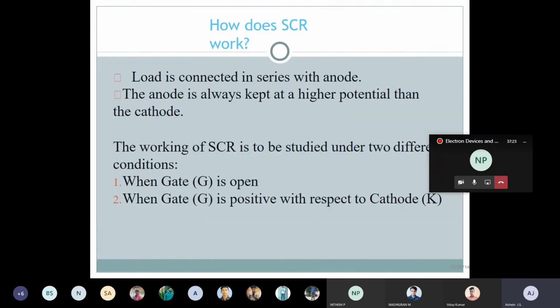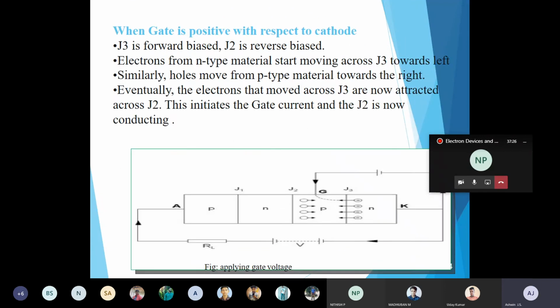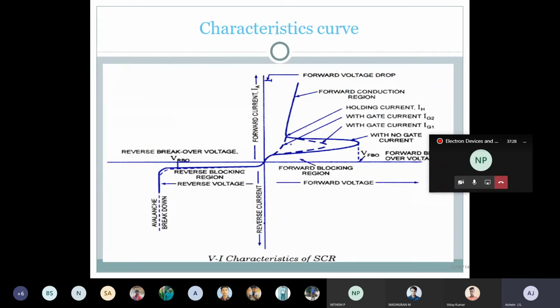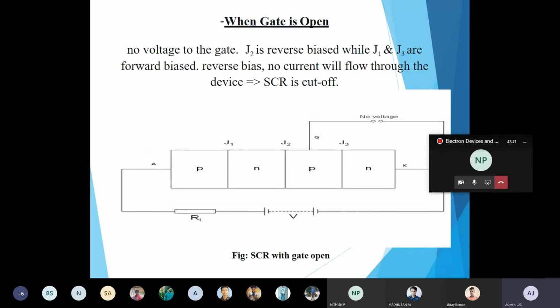Okay, so the operation is quite simple. In an SCR, you have to give higher potential to your anode and lower potential to the cathode, and a positive trigger to the gate, then only the SCR will fire. Fire, otherwise I will say it's on. That is the SCR on condition. Okay, so in the first condition, I am not giving any voltage to the gate initially.